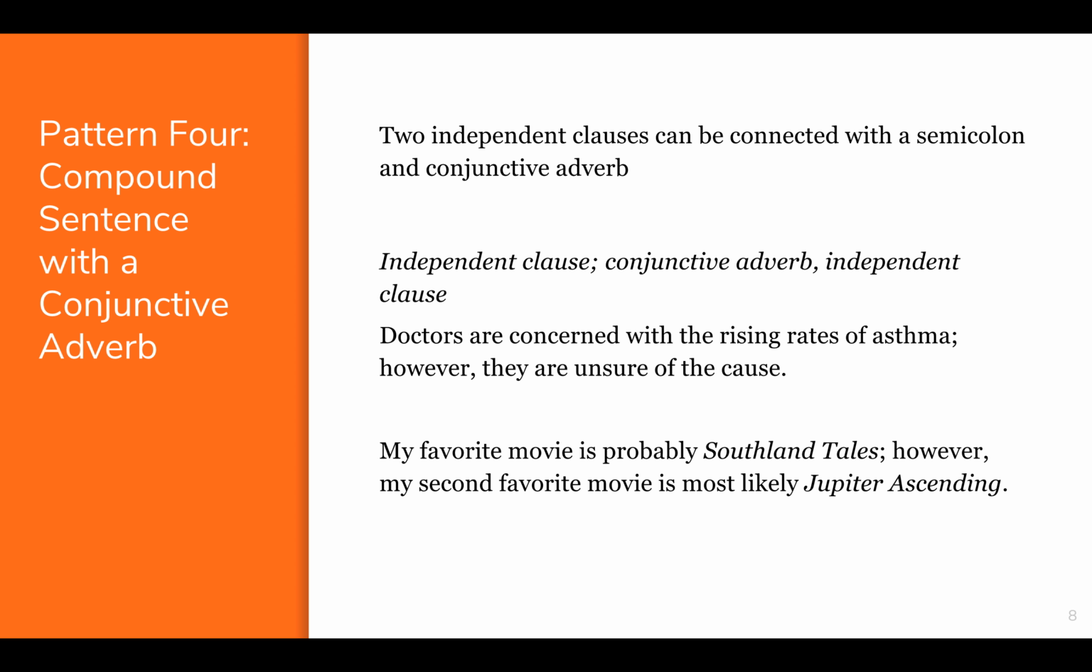A fourth sentence type is a compound sentence with a conjunctive adverb. A lot of students get this one wrong, so let me explain this one. You can have two independent clauses connected with a semicolon and a conjunctive adverb. Conjunctive adverbs are words like although, however, consequently, words like that. So here's the formula: independent clause, semicolon, conjunctive adverb with a comma, and then an independent clause.